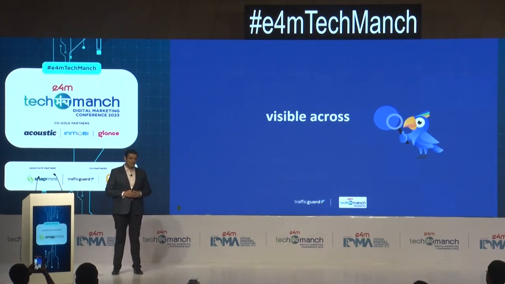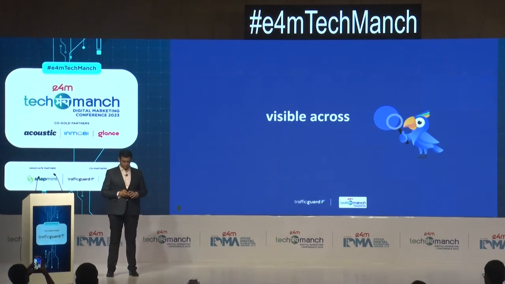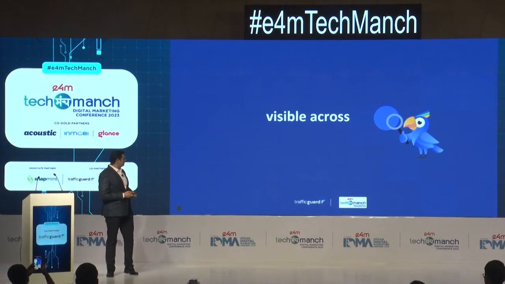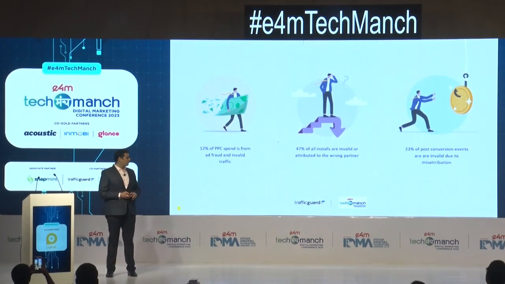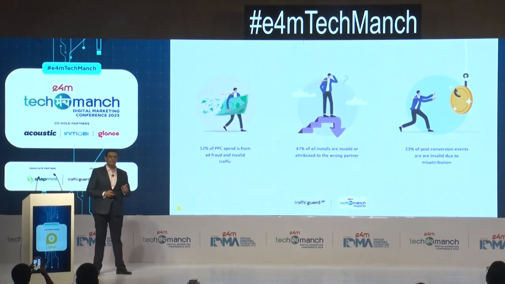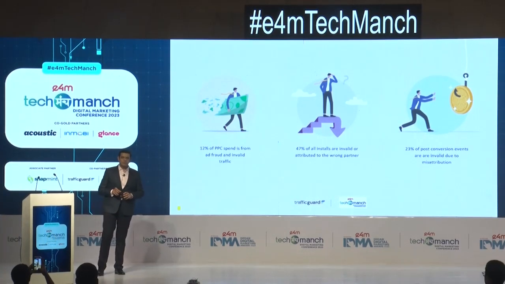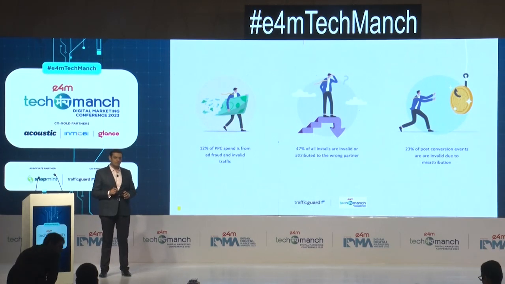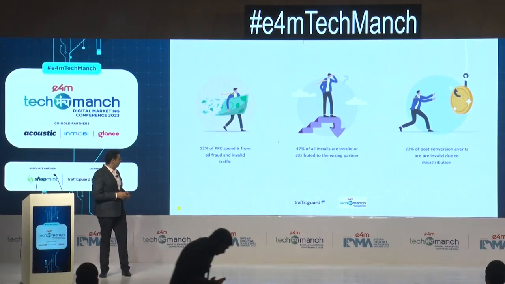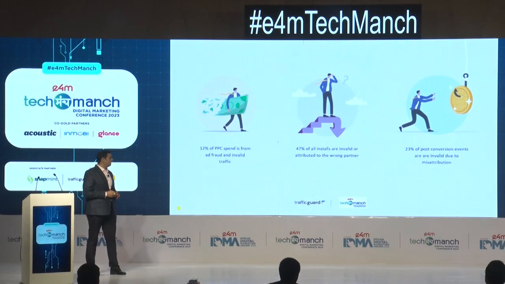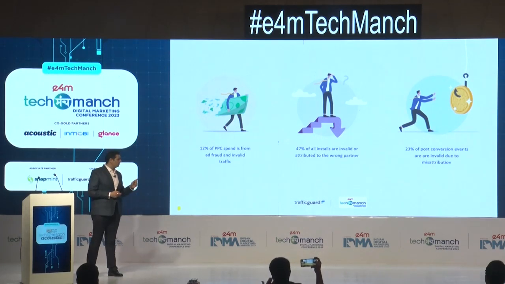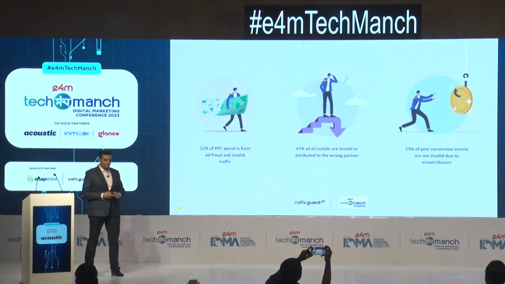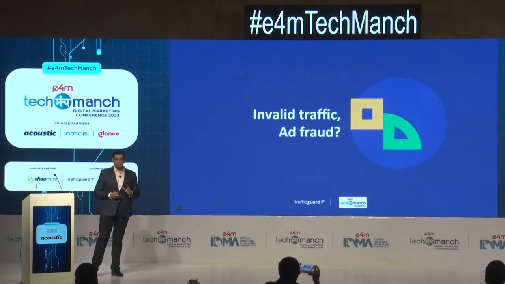When Traffic Guard has worked with advertisers in India and globally, what we have seen is that ad fraud is pretty much visible across all the different digital media channels. Some of our estimates: in terms of your Google PPC campaigns, we have seen close to about 12% of your spends wasted on invalid traffic or ad fraud. Close to about 47% of installs are invalid or attributed to the wrong source because of ad fraud. And about 23% of conversions are invalid due to misattributions. So we pretty much see it across all the channels that advertisers or marketers deploy.